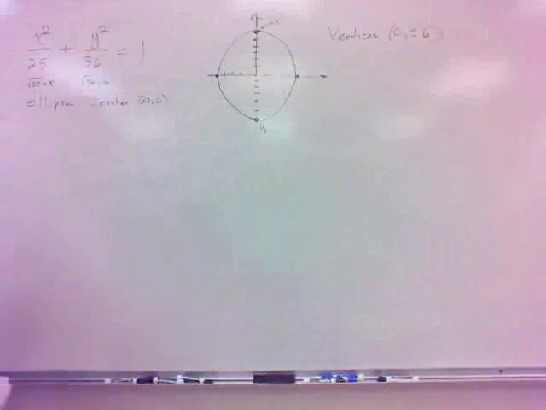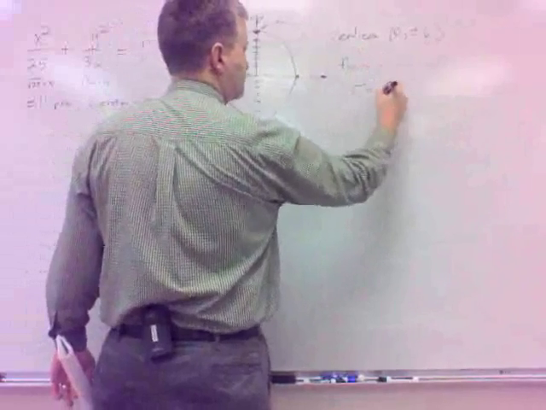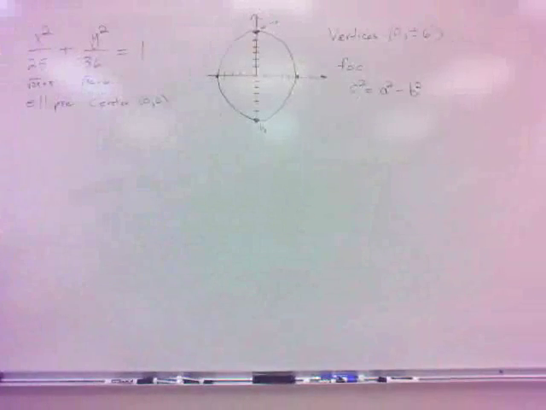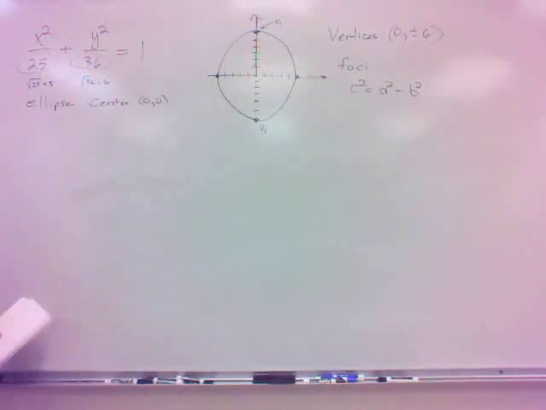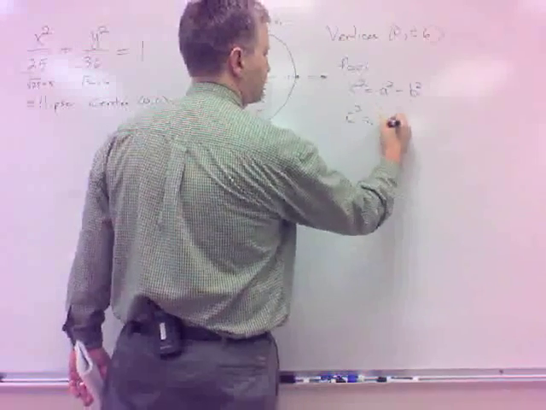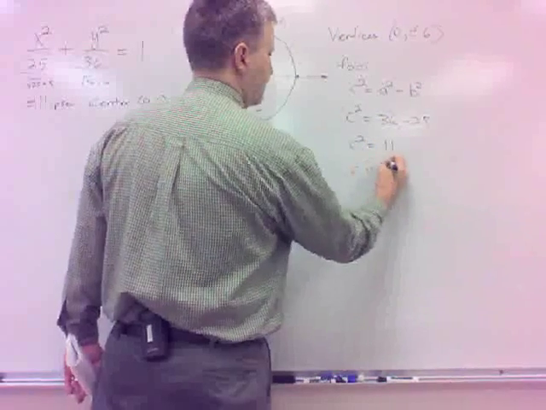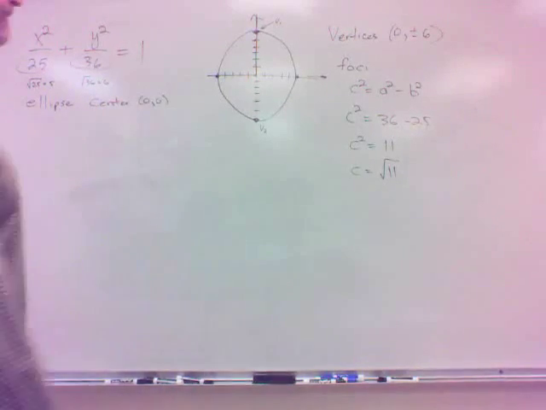Okay? What about the foci? Well, for the foci, c squared is a squared minus b squared, and that's why we choose the a squared to be the bigger one, because we want to subtract and get a positive number. This is going to be a squared, this is going to be b squared. That's really the only big change here. It's 36 minus 25, which is 11. C squared is 11, so c is the square root of 11, which is about 3.3.